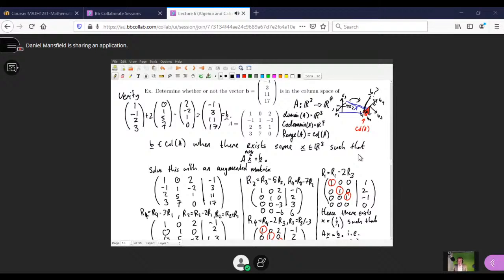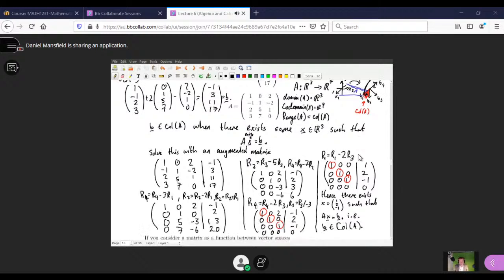After R4 is R4 minus... it's supposed to be after R4 is R4. It's supposed to be R2 is R2 minus 2 R1. Isn't that what I did? R3. Sorry. There you go. Thank you, everybody. I know you've been telling me that for a while.